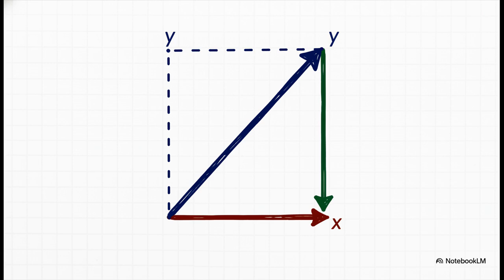Now, drawing arrows is great for getting the idea, but for real precision, we need to use components. This just means we break every vector down into 2 simpler parts. How much it goes sideways, that's the x component, and how much it goes up or down, that's the y component. It's like giving each vector its own set of GPS coordinates.